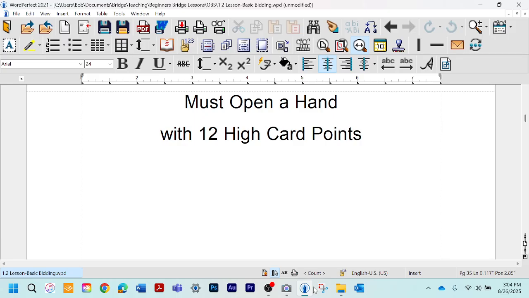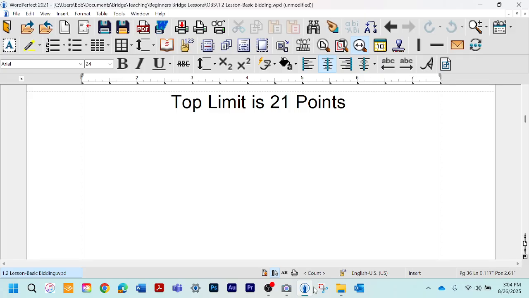Must open a hand with 12 high card points. Toggle switch again, the light switch. If you have 11, you don't open. If you have 12, you will open. The top limit of any one opening hand would be 21. If it gets to be 22, there's something else we'll do, and we'll talk about that more later on.